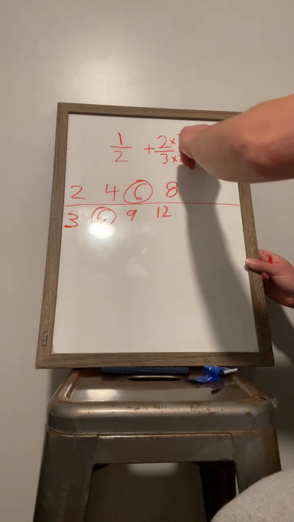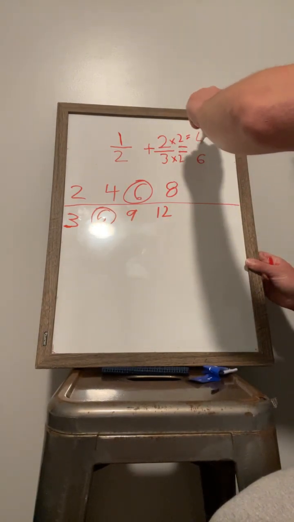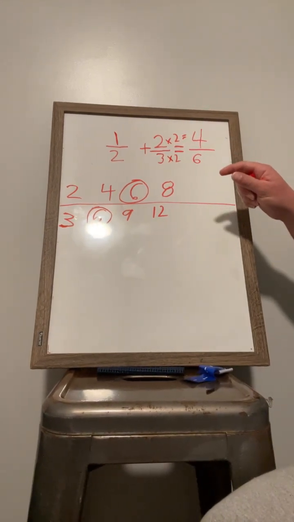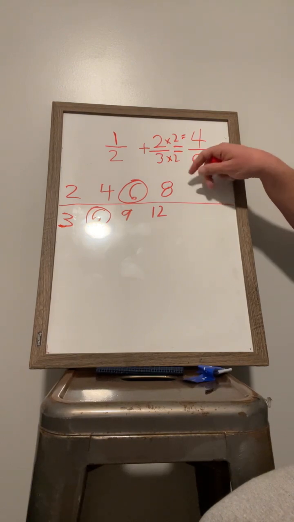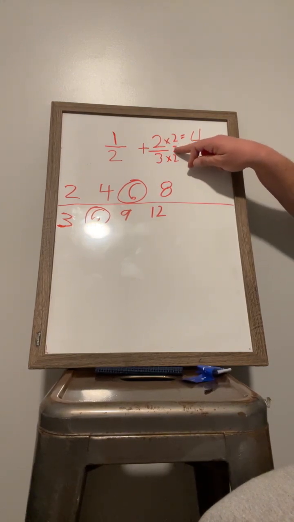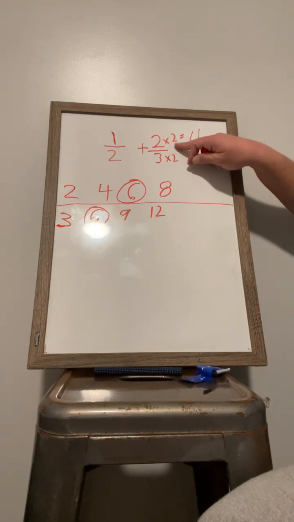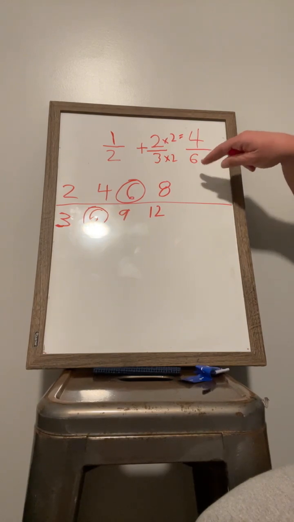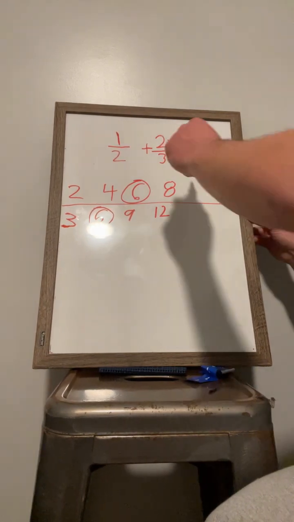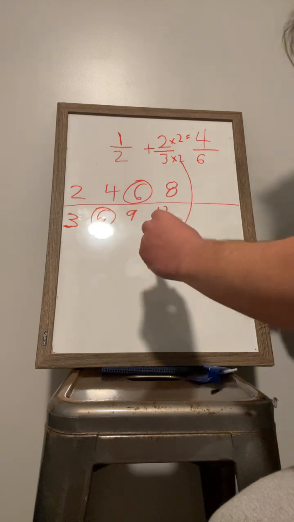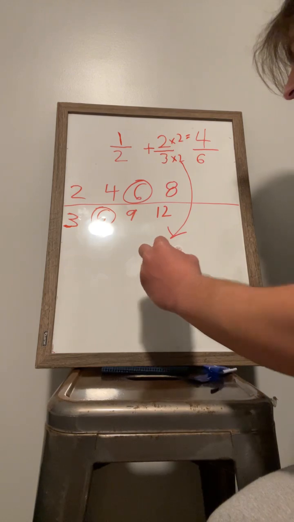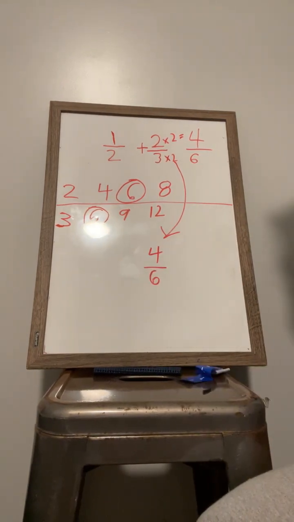Let me write that a little neater. 2 times 2 equals 4. And our answer, the 2/3 is converted into 4/6. We don't have our answer yet. This is just converting the fractions. So two-thirds can be converted into 4/6.